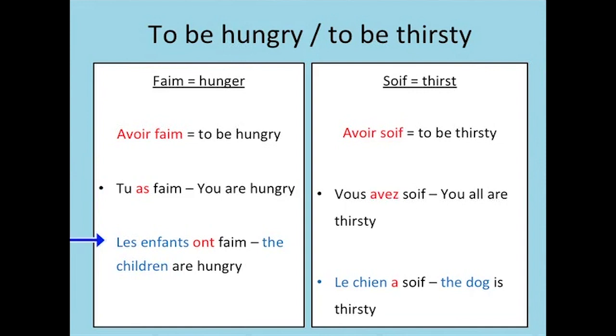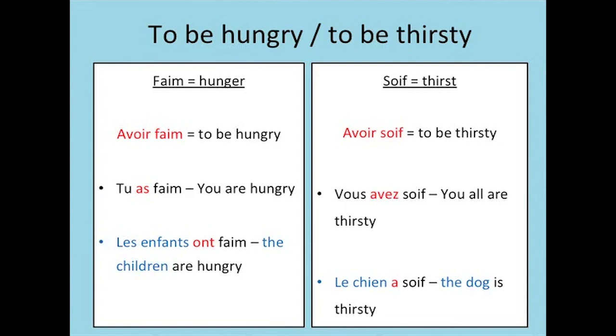Les enfants ont faim. This sentence means the children are hungry. Les enfants means the children. So les enfants ont faim means the children are hungry.